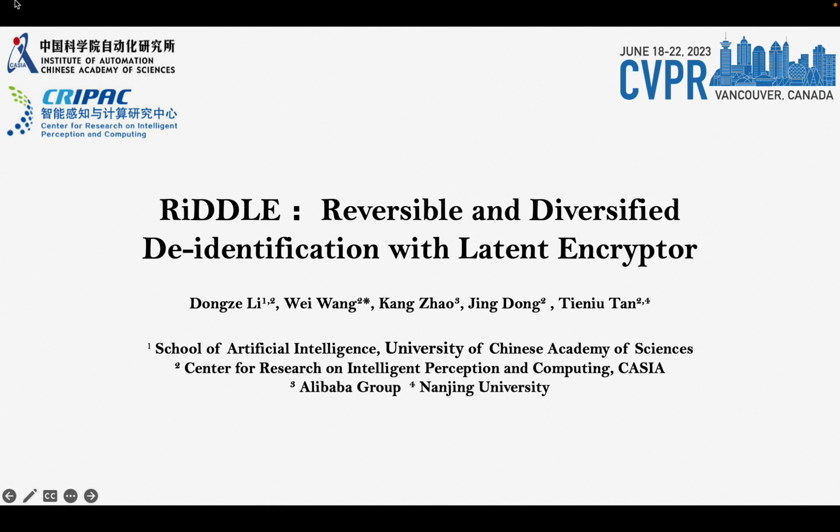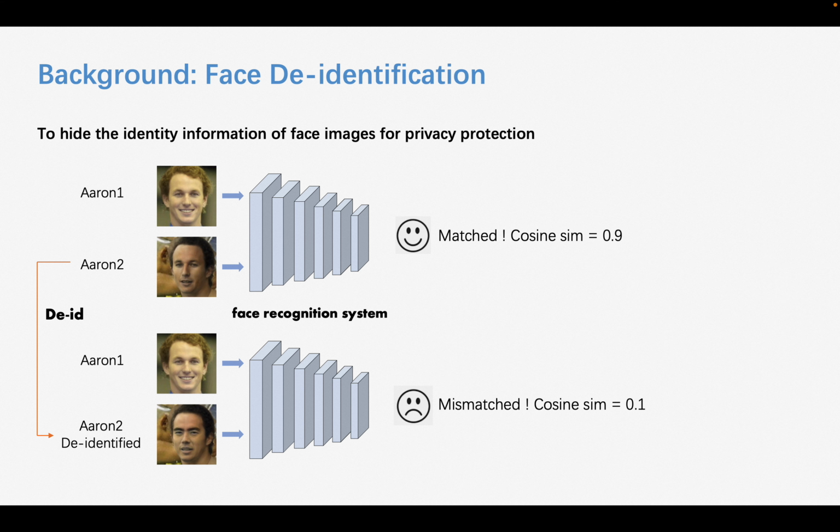Like to share our work, RiDDLE: Reversible and Diversified De-Identification with Latent Encryptor. We propose a novel de-identification method with better quality, higher diversity, and stronger reversibility. The identity of the face is important and is widely used in different situations like travel, payment, etc.